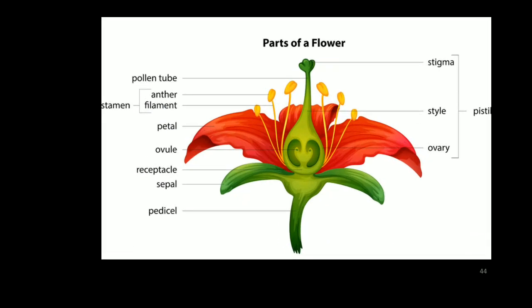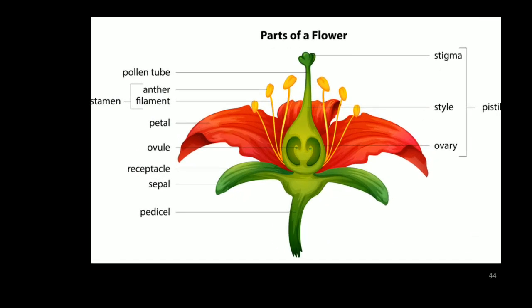Now let us come to the left side, the male reproductive part. There you can see yellow color, something a long tube and something bulb-like structure. It is called stamen. The male reproductive part of a flower is called stamen. Stamen has two parts. The tube-like structure is called filament, and the bulb-like structure is called anther. Anther and filament. The male reproductive part of a flower is called stamen. Stamen consists of filament and anther.